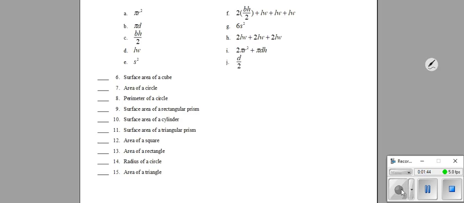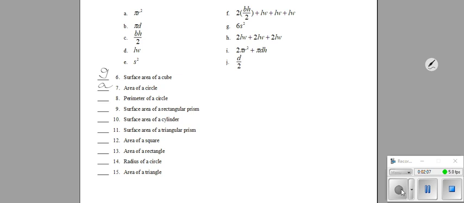Our next question is our vocabulary match. We're just going to start at question 6. The surface area of a cube. What is the surface area formula for a cube? Since one face is side squared and there are 6 faces, our formula is going to be 6 side squared, which is G. The area of a circle, if you don't know pi r squared by now, you're in trouble. But the formula for the area of a circle is pi r squared, which means A.